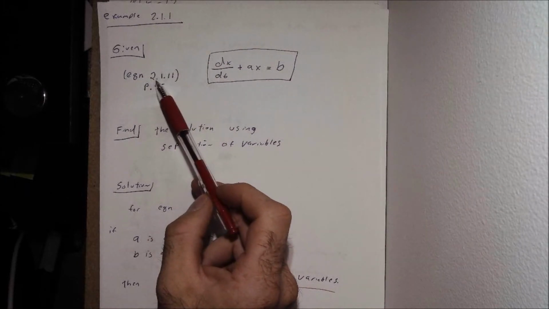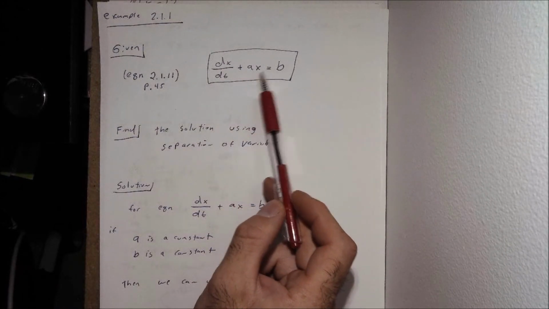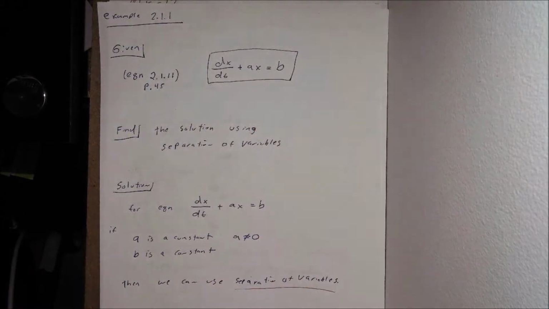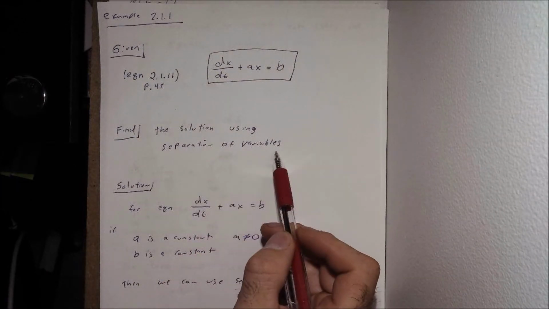Well, they give us equation 2.1.11 on page 45 of our text, dx/dt plus ax is equal to b. What do they ask us to solve for? Well, they want us to find the solution using the method of separation of variables.